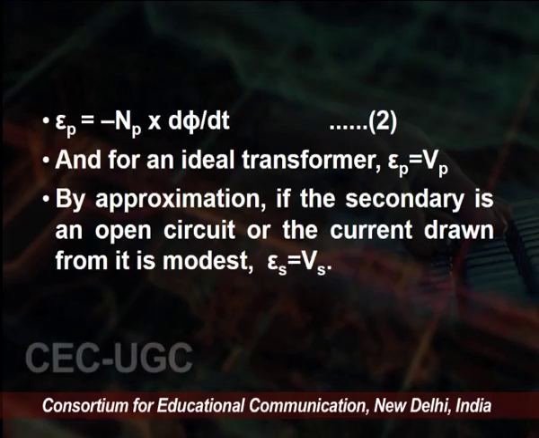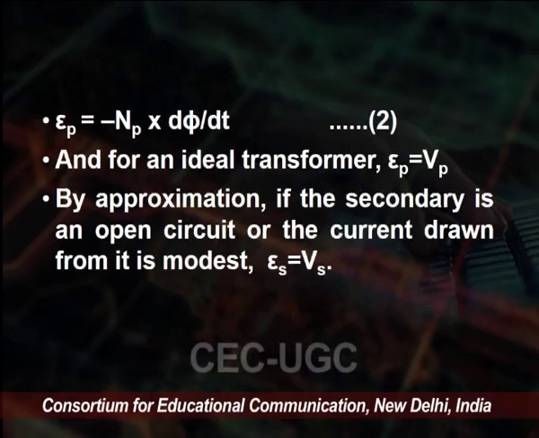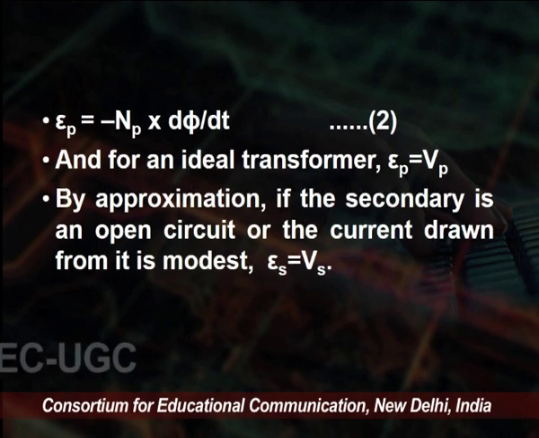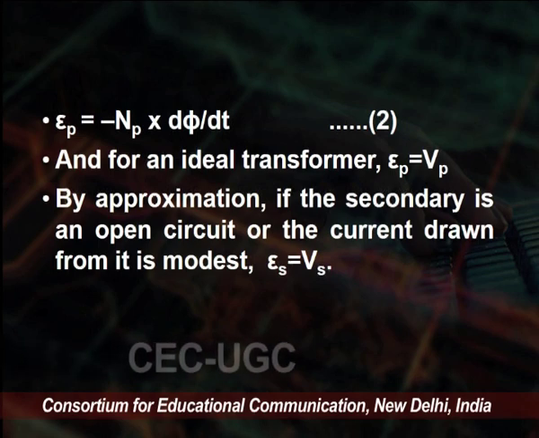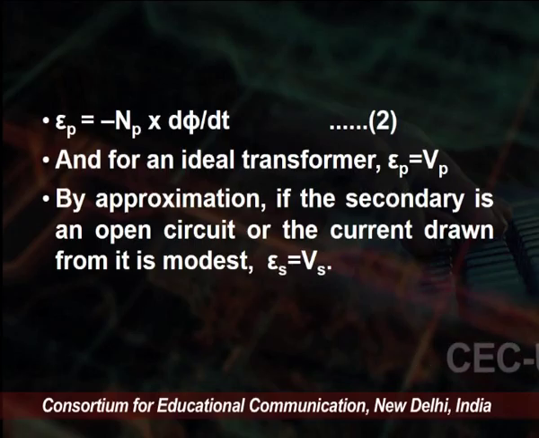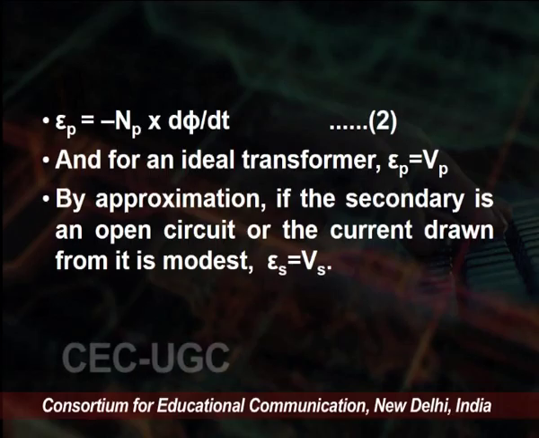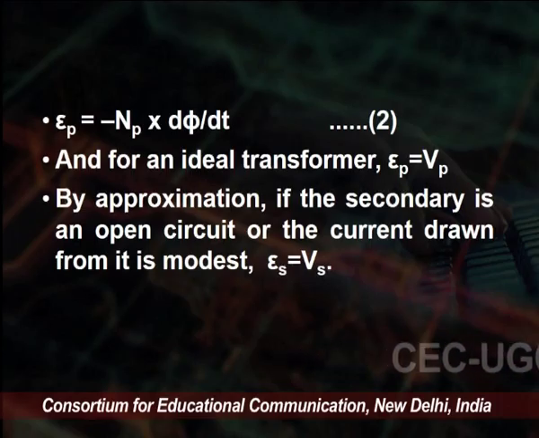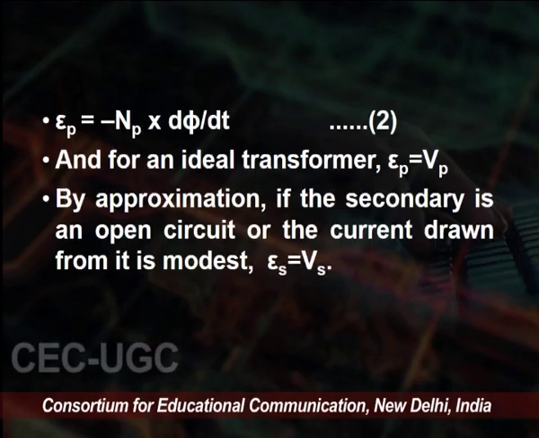And for an ideal transformer, Ep is equal to Vp, meaning the EMF generated in the primary coil is equal to the voltage in the primary coil. By approximation, if the secondary is an open circuit or no current is drawn, we can have Es equal to Vs. So we can have this also.